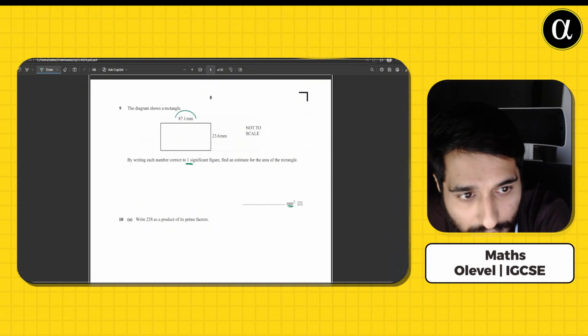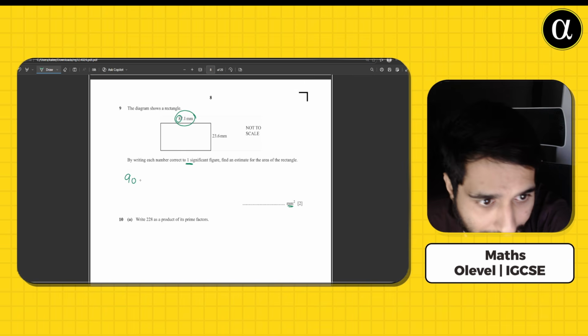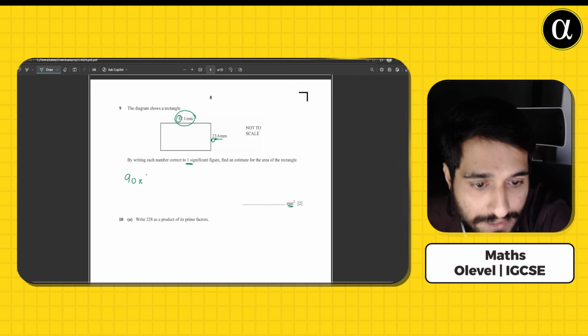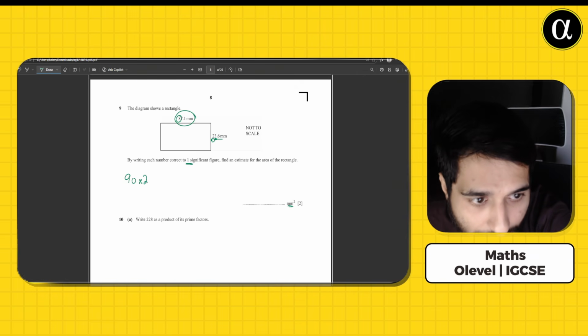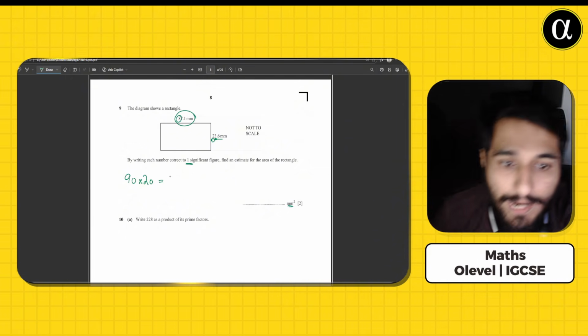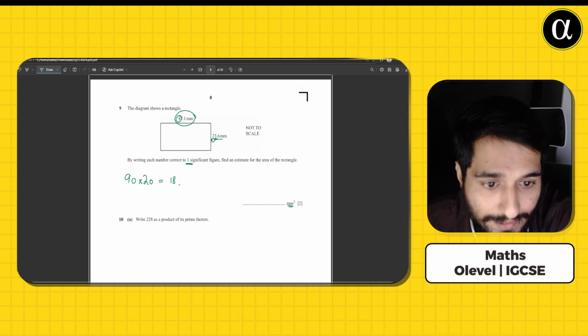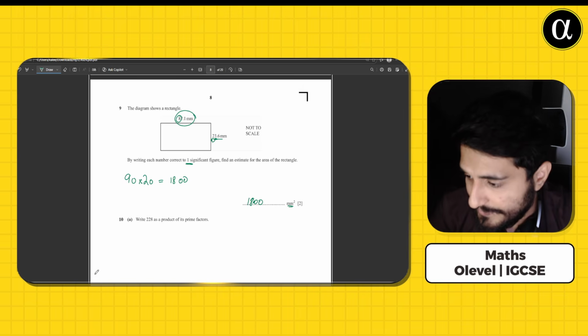So if I round this off to one significant figure, which means up until this value, this will round off to 90, multiplied by this value, and this 3 would be rounded off based on this value. So this is going to be 20, and then this is how I'm going to get my final answer. So 9 times 2 gives me 18, and then I'm going to have two zeros as well, so this is going to be 1800 millimeters squared.